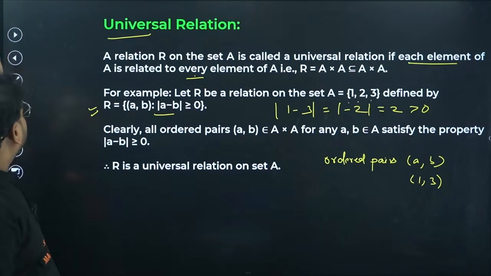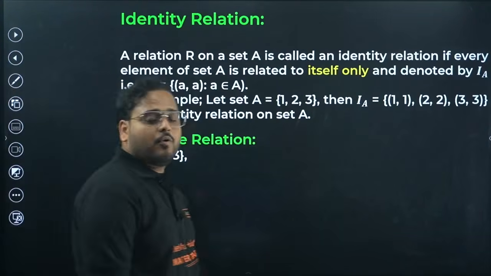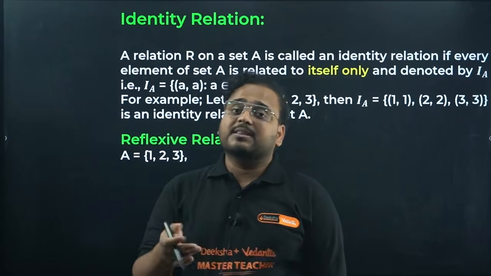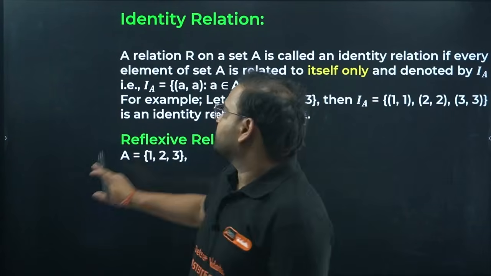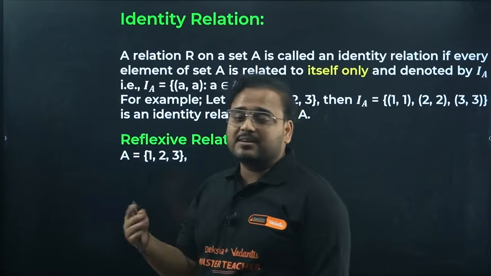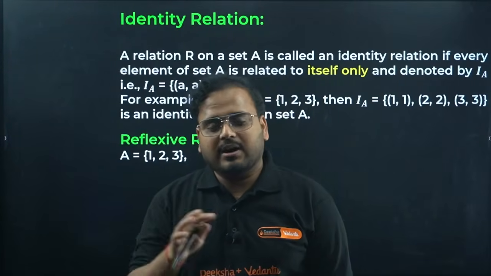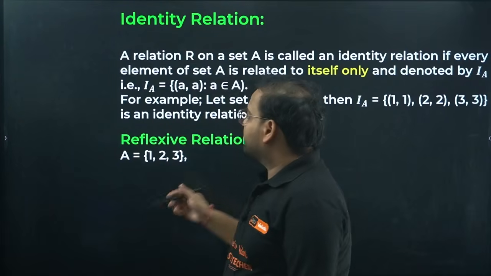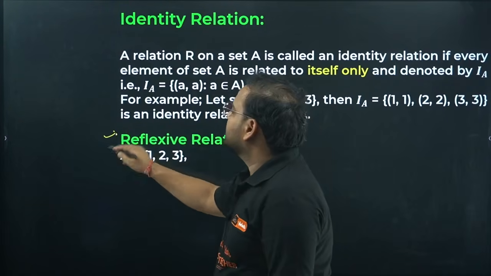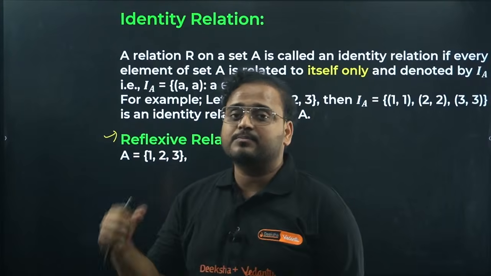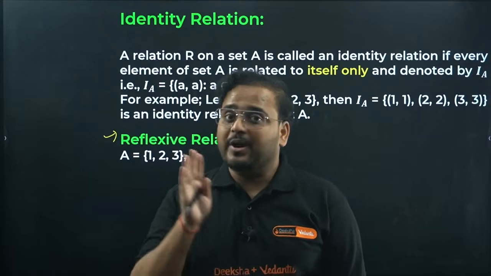Okay, next we can move on. From here onwards, you can expect questions directly. The earlier ones are important because they are asked sometimes, but the chances of questions coming from the universal relation or the empty relation are less. But from here onwards, from reflexive onwards, the question is going to come for sure. One question on this concept will come, so you have to pay attention over here.